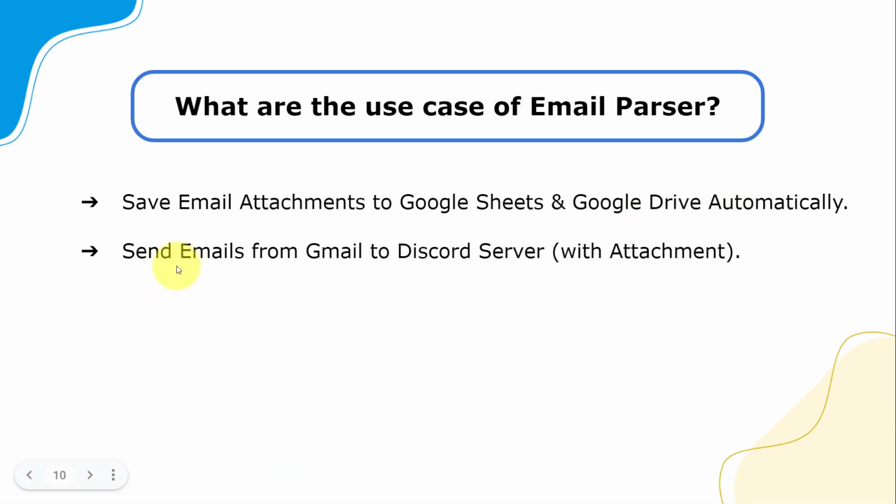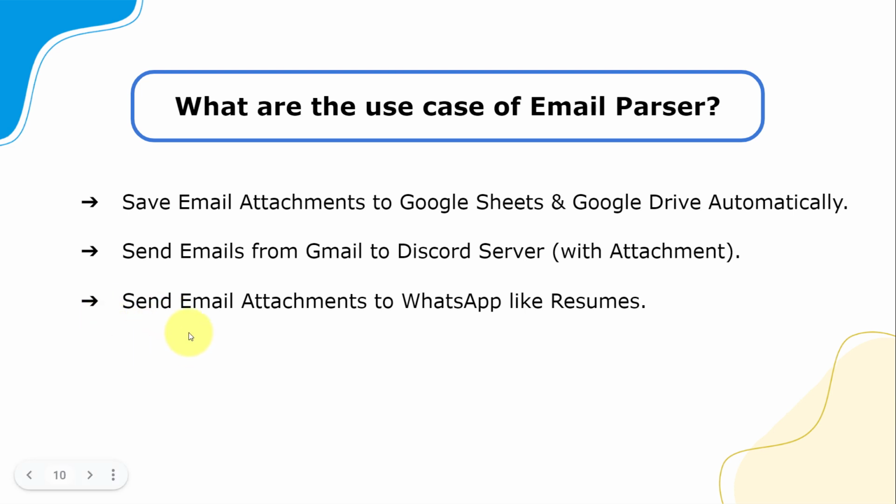Second, we have send emails from Gmail to Discord server automatically with attachments. So yes, you can actually forward your Gmail emails to Discord server automatically. Basically, you can forward the important email attachments from Gmail to Discord server, again automatically.